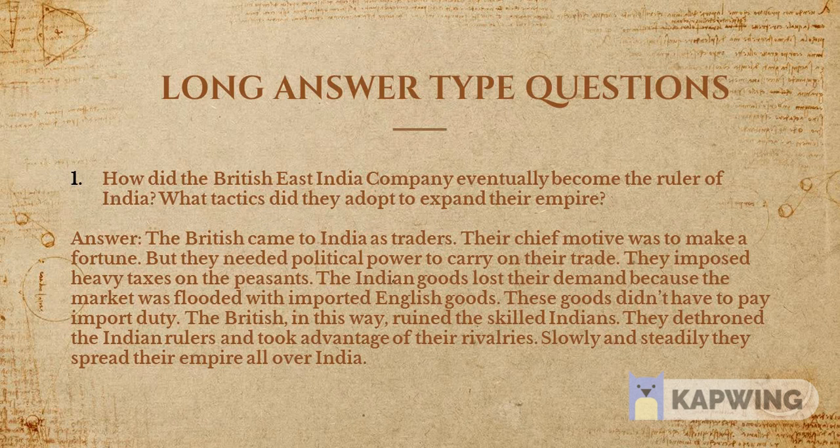They imposed heavy taxes on the peasants. The Indian goods lost their demand because the market was flooded with imported English goods. These goods didn't have to pay import duty. The British, in this way, ruined the skilled Indians. They dethroned the Indian rulers and took advantage of their rivalries. Slowly and steadily, they spread their empire all over India.